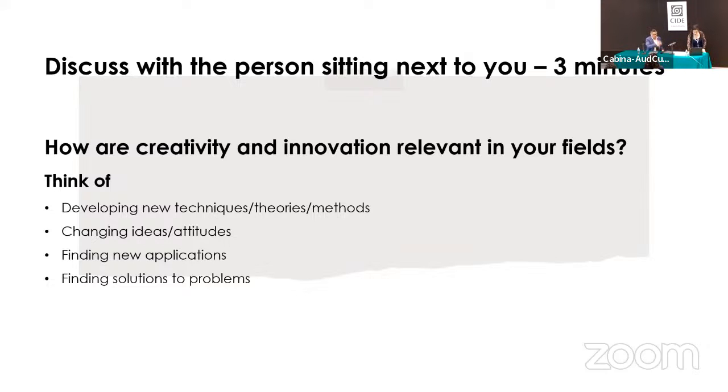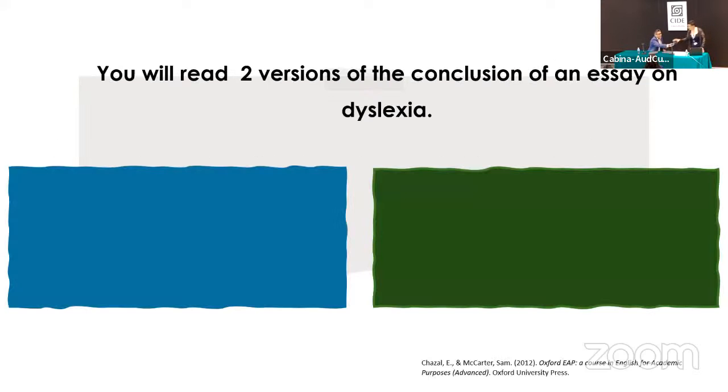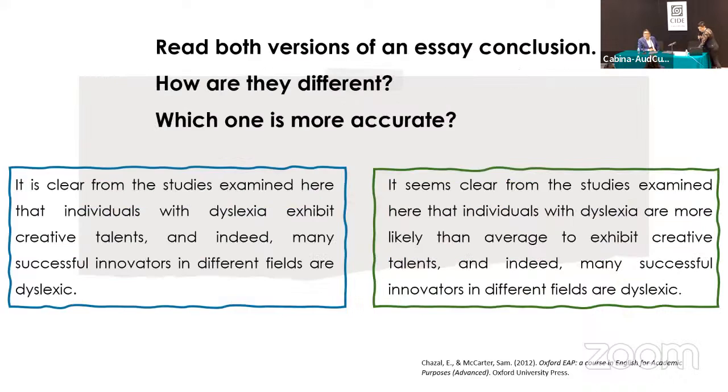We're going to read two versions of the conclusion of an essay. This is taken from one of the course books we used at CIDE. It's an essay on dyslexia. We'll read two versions, and then you can tell me what you think of each one. Which one works better? Okay, so just take a minute to read them.